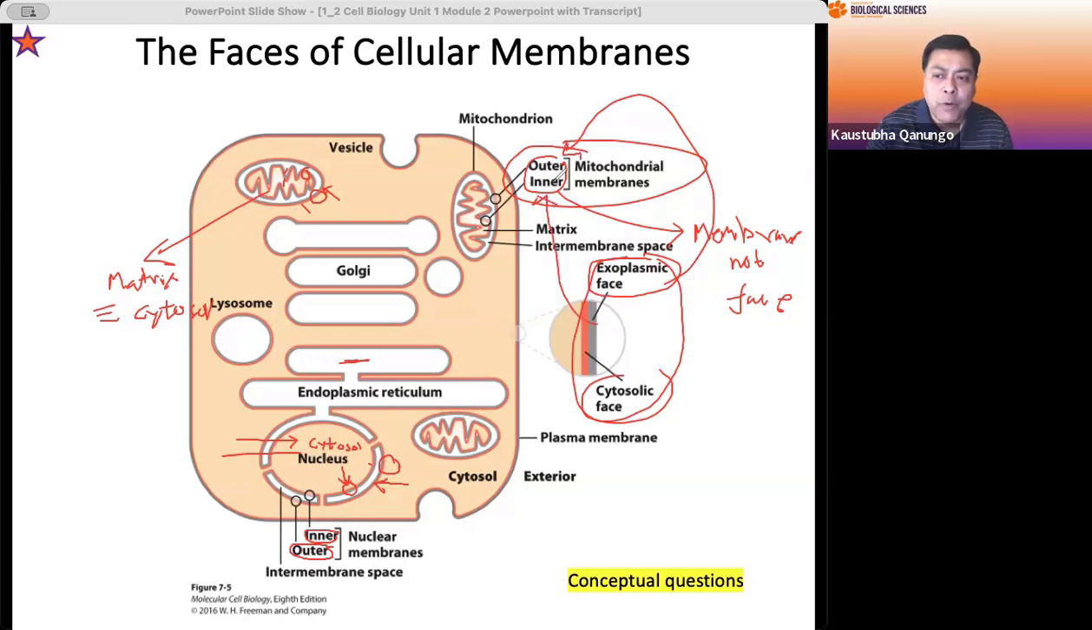The difference is that when you consider the outer membrane, you will go from outside to inside. When you do the inner membrane, you will go from inside to outside, considering the matrix and the nucleoplasm as the cytosol. So that's the basic rule.